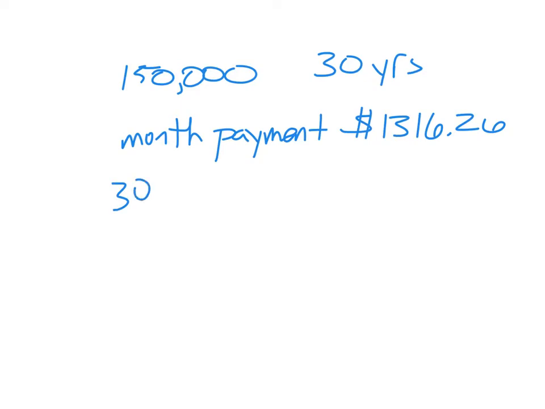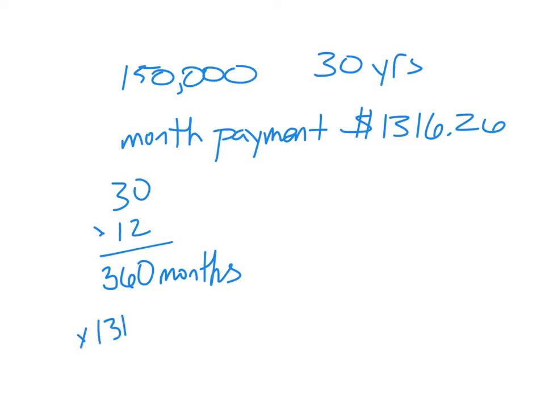Okay, so we need to know how many months. So 30 times 12 is 360 months. And then what do we do? So what is 360 times 1,316.26? 473,760.